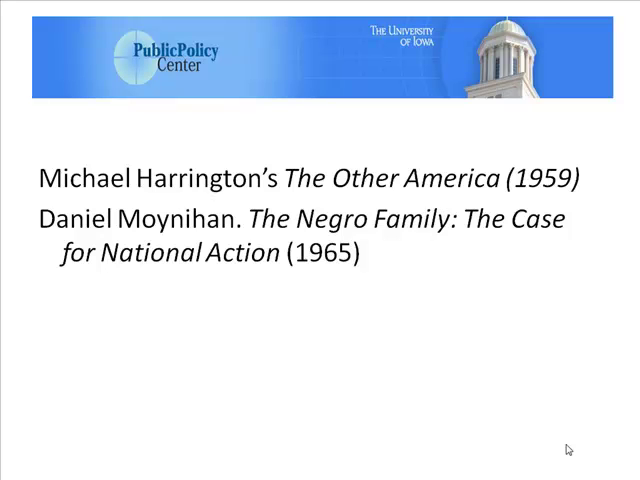There are two books between the 1930s and the 1970s that in many ways define the intellectual path that anti-poverty policy in the United States will take. Not necessarily in the sense that people are completely bowled over by these things, but in the sense that they have a lot of influence. One of these that I don't think gets enough credit is Michael Harrington's 1959 piece, The Other America.